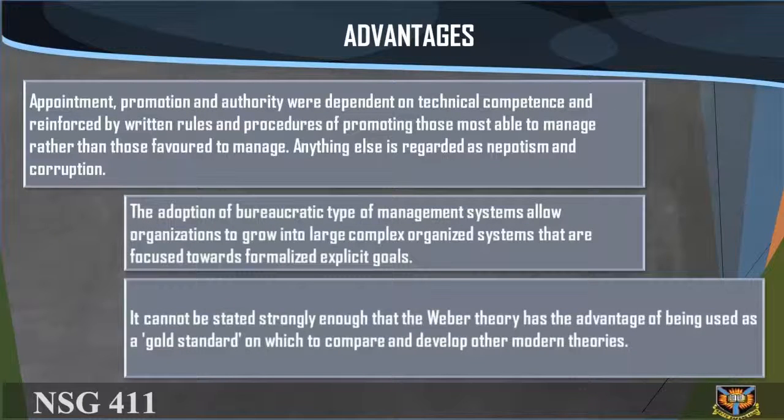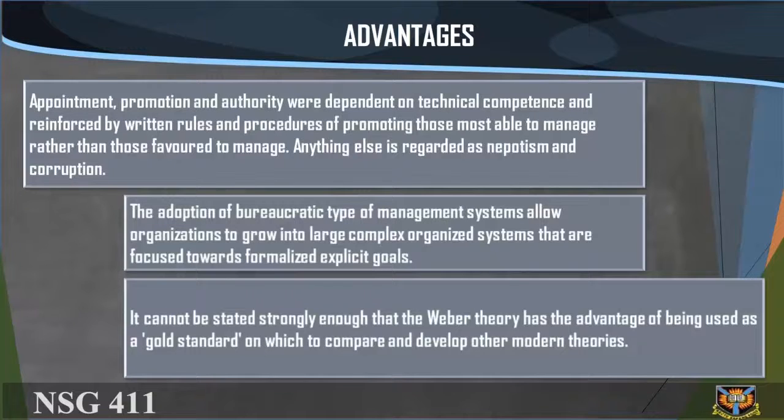Advantages: appointment, promotion, and authority were dependent on technical competence and reinforced by written rules and procedures, promoting those most able to manage rather than those favored to manage. Anything else is regarded as nepotism and corruption.